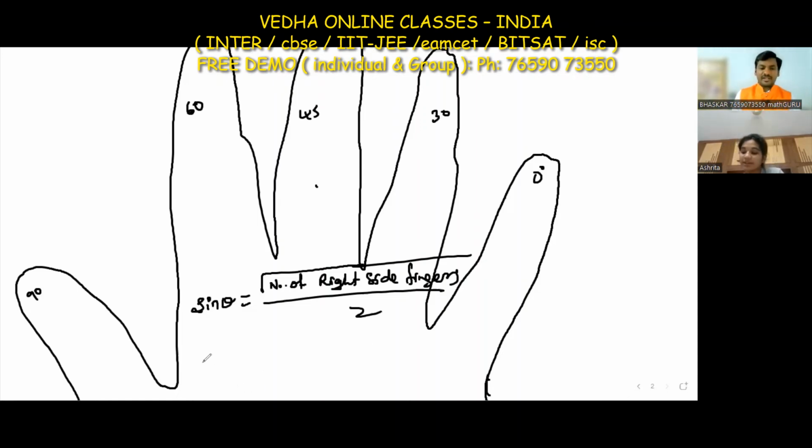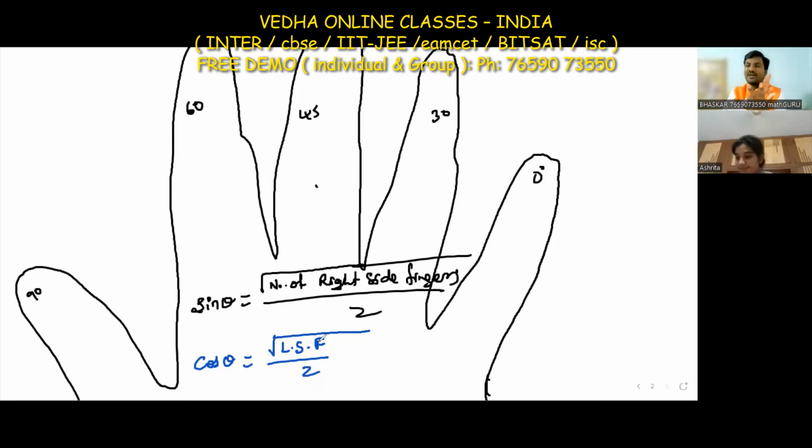If we take this method, it is very easy. Now cos theta. We are counting right side fingers for sine, so for cos we count left side fingers, divided by 2 under the root. You can remember it like this also: short form LSF, left side fingers divided by 2. Now once we'll check it. Close 30 degrees and check it.